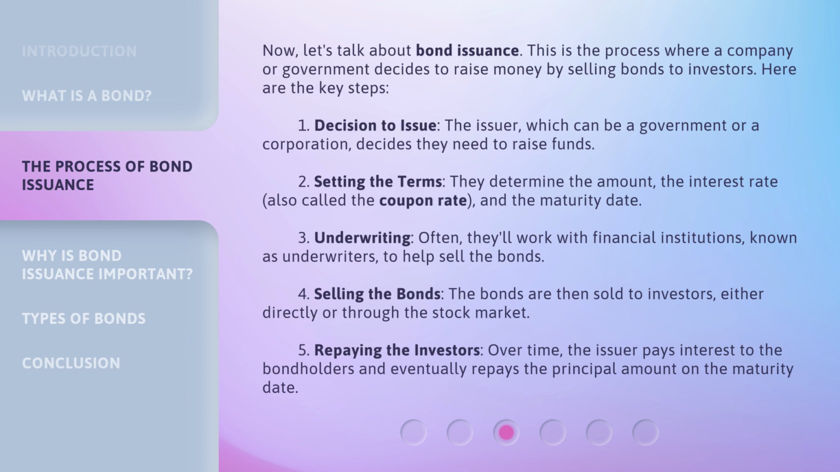1. Decision to issue. The issuer, which can be a government or a corporation, decides they need to raise funds. 2. Setting the terms. They determine the amount, the interest rate, also called the coupon rate, and the maturity date.